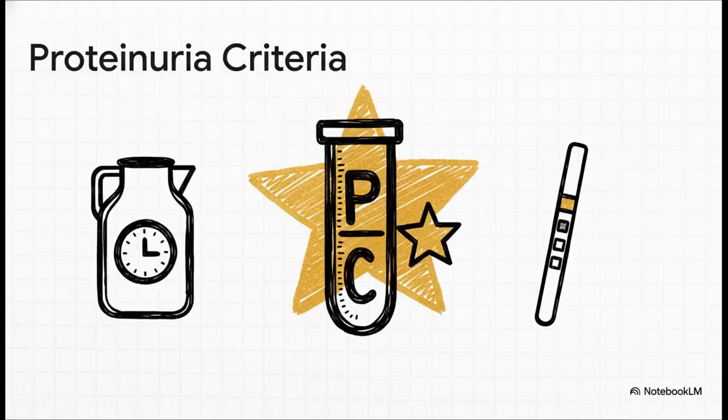Now, if you're going to check for proteinuria, your best bet is the urine protein to creatinine ratio, the UPCR. Why? Well, because it's fast. Nobody, not the patient, not you, wants to deal with a 24-hour urine collection if they don't have to.